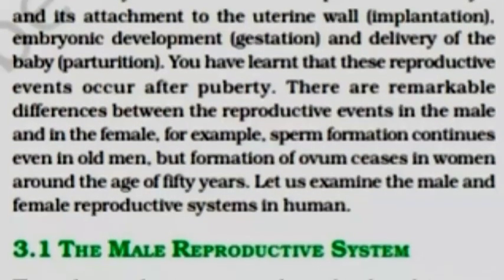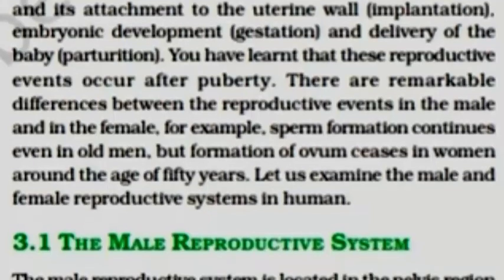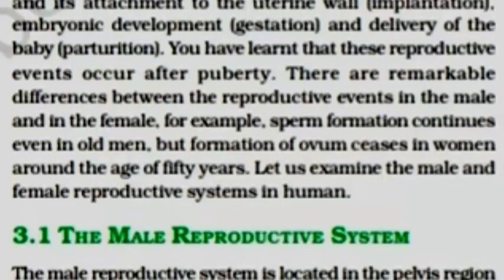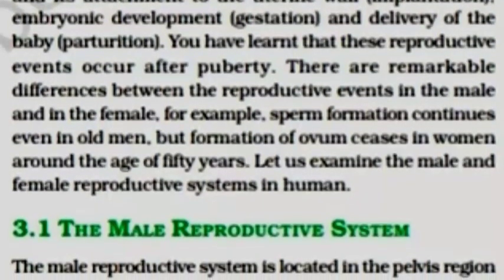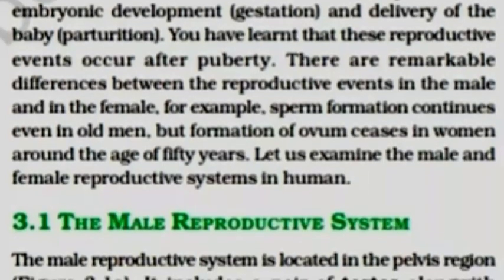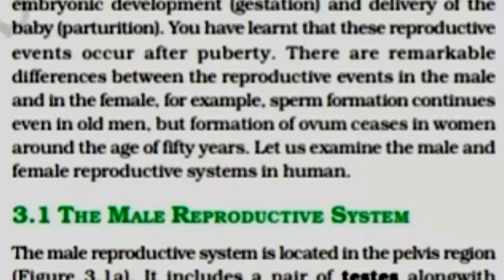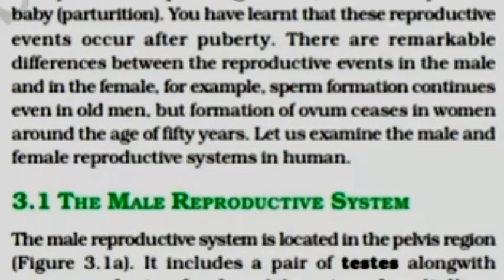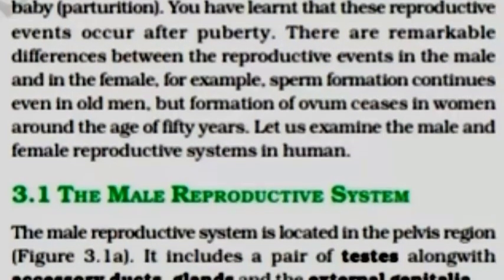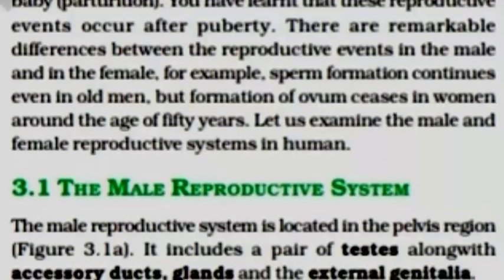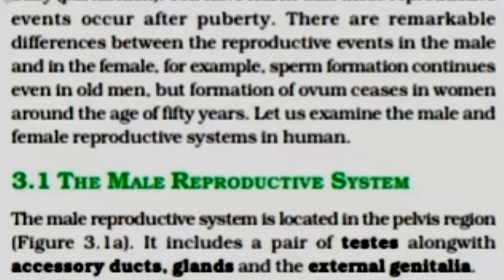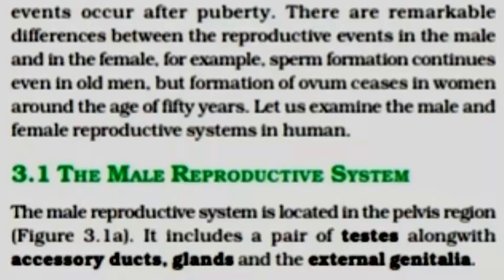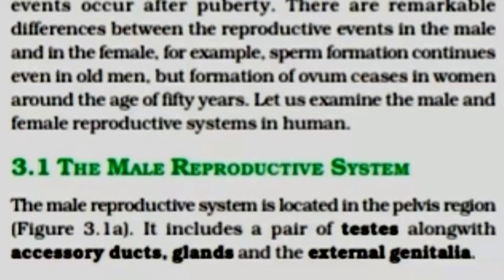There are remarkable differences between reproductive events in the male and in the female. For example, sperm formation continues even in old men, but formation of ovum ceases in women around the age of 50 years. Let us examine the male and female reproductive system in human.